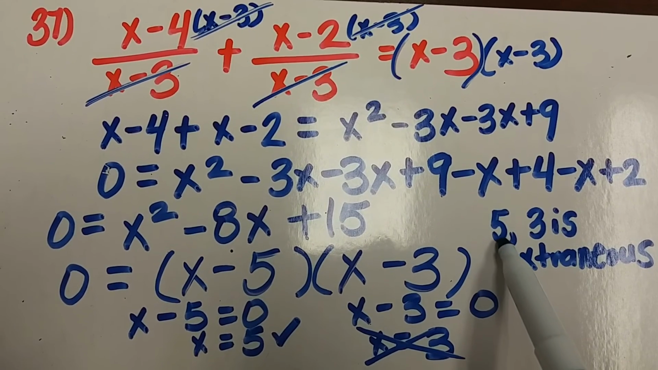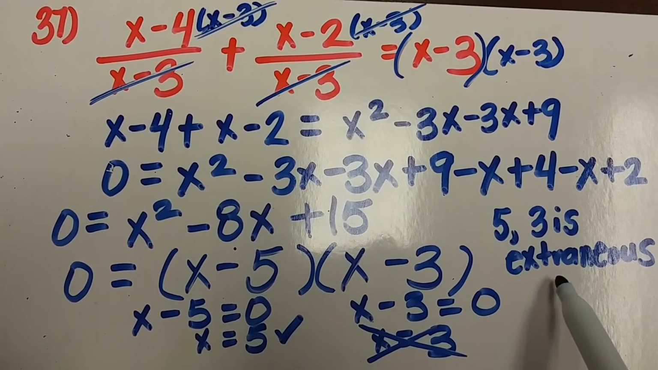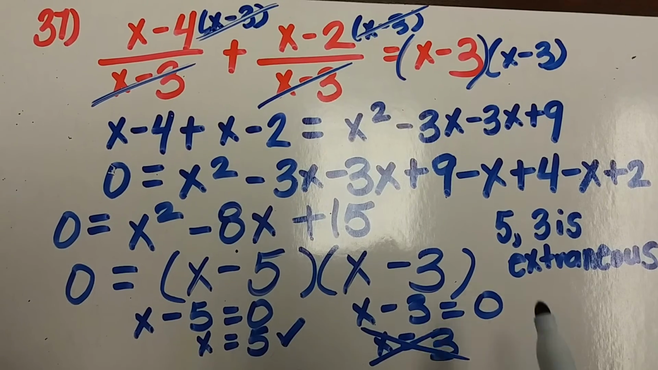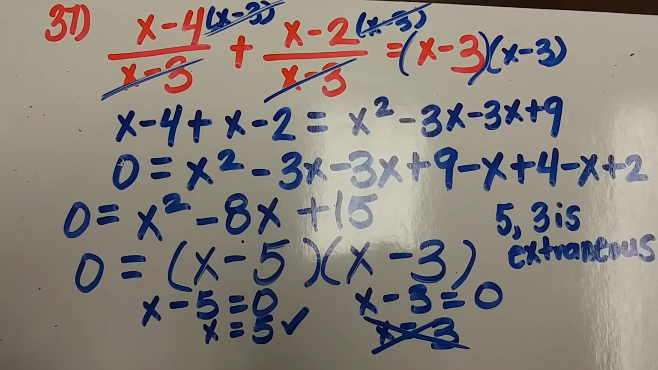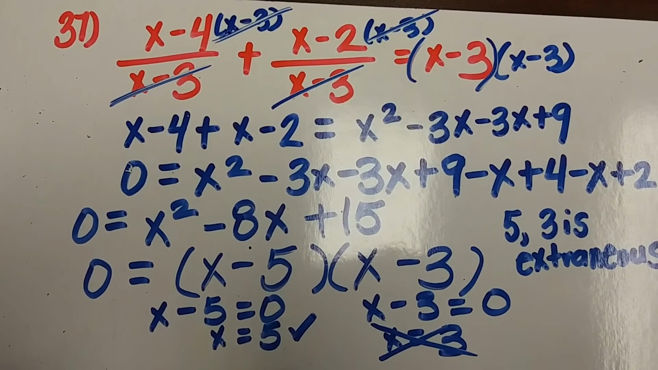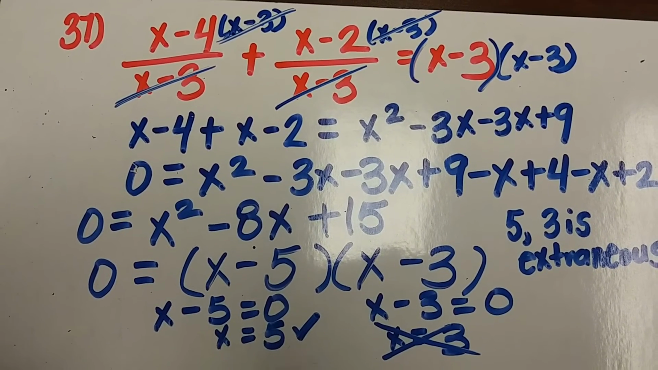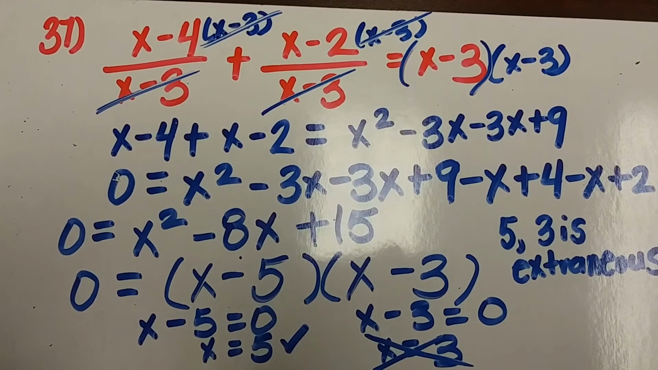So my answer would be 5. 3 is extraneous. So if I did a multi-answer, you will check 5. You will check 3 is extraneous as your second answer choice. So that's an example of 37 where you didn't have a null set.